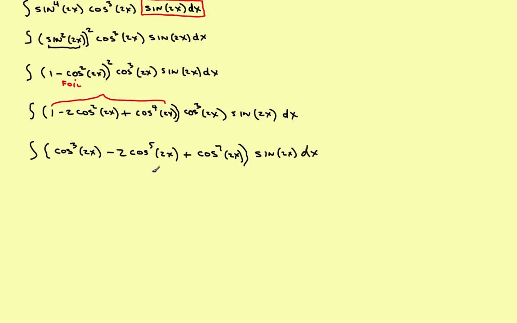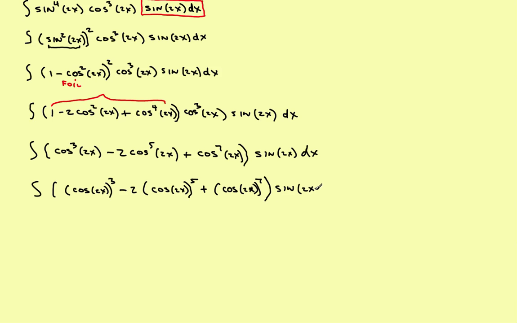Now at this point, it's actually going to turn into a u-substitution problem. I think I'm going to put one more step just to make it a little bit more clear in here. I'm going to write this as the cosine of 2x, cubed. Now you don't have to do this, but it might make it a little bit more clear on why you're using a certain u-substitution. I'll write this as the cosine of 2x to the 5th power. And then on this last one, I'll write it as the cosine of 2x to the 7th power, put parentheses around the whole thing, then all times the sine of 2x.